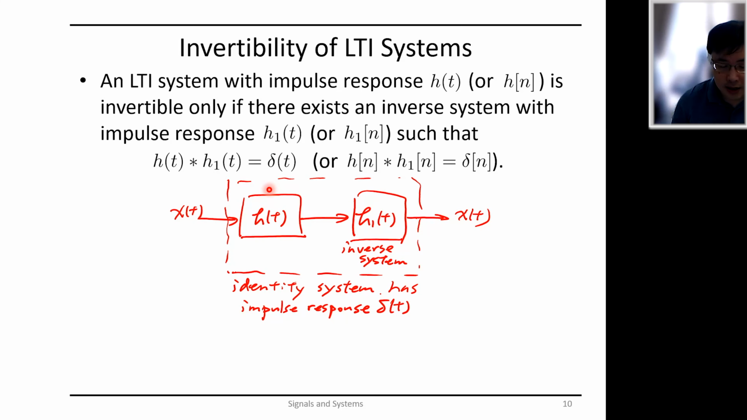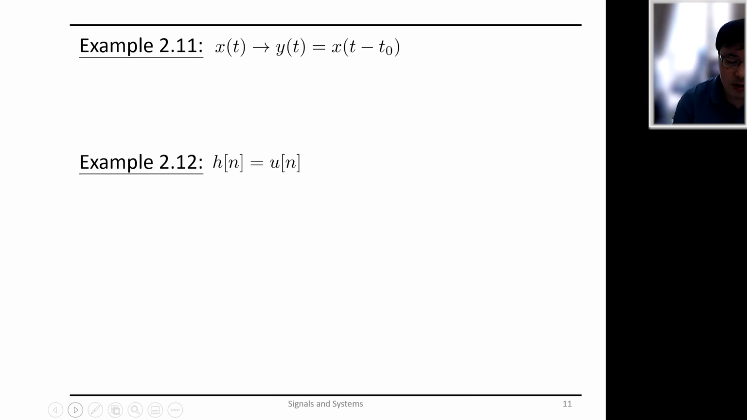Now we can look at a couple of examples. In this first example, we assume that the input-output relation can be described like this. If you input x of t, then your output will be a time-shifted version of x of t. So this implies that this system has an impulse response that is equal to delta of t minus t naught.